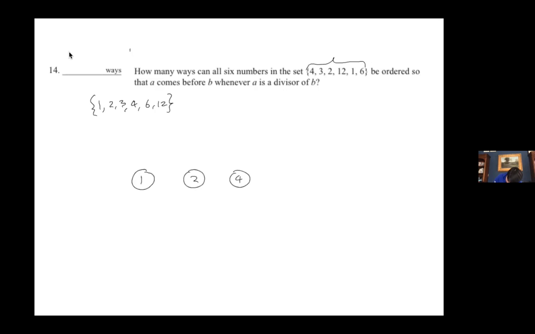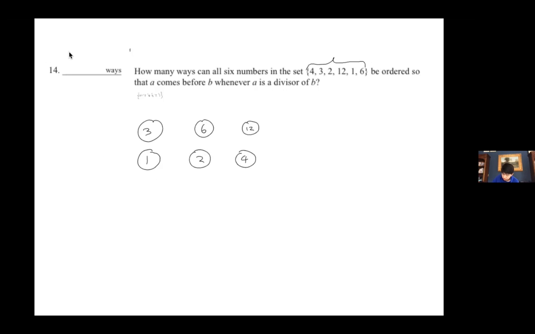I'm going to put these numbers onto a 3x2 grid. Okay, and so these are the 6 numbers that we have in our set. This thing is useless to us now. Okay, so we have this set of 6 numbers, and now we're trying to figure out the number of ways to order them such that A comes before B whenever A is a divisor of B. And so we have quite a few relations of this sort.